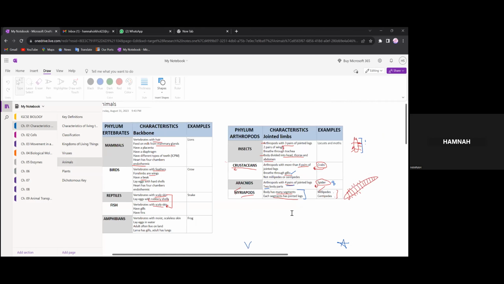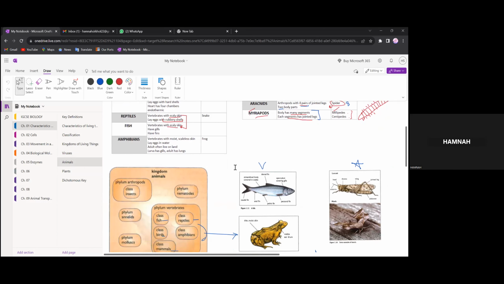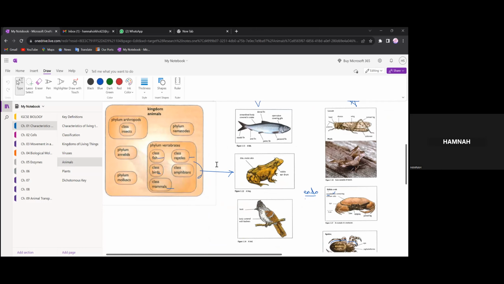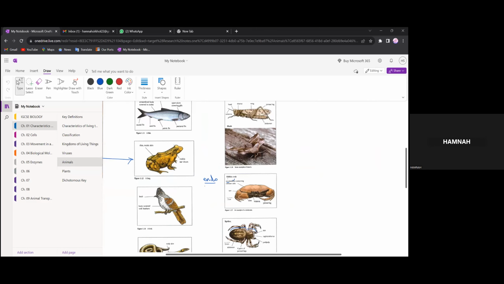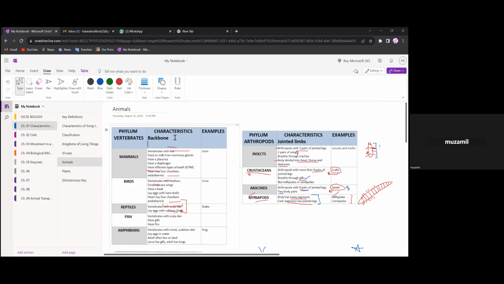And then we studied phylum vertebrates and arthropods, right? This was quite easy for you. Phylum vertebrates: if I ask you to write characteristics of all vertebrates, what would you say? I would say they have backbone and cuticle. Backbone, or you could say they have endoskeleton. All of these have a skeleton inside their bodies, right? All mammals, birds, reptiles, all of their bones are inside their body.